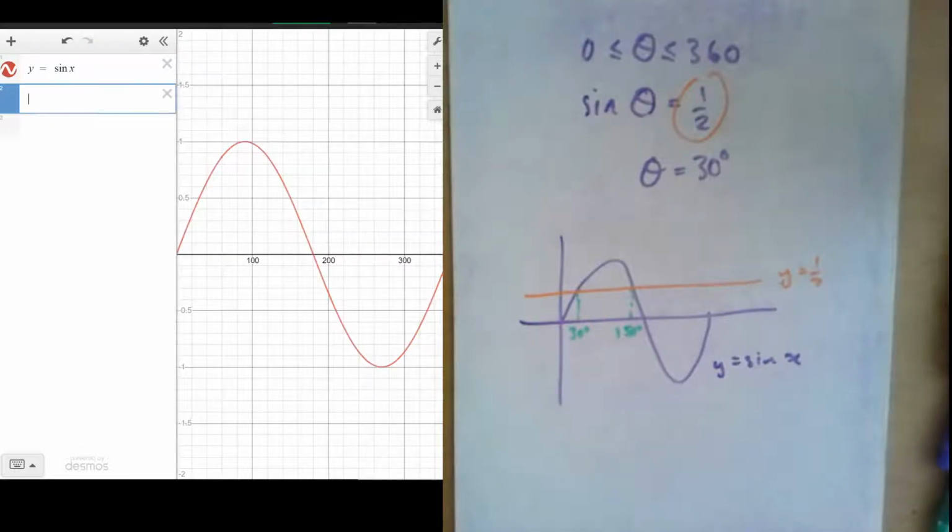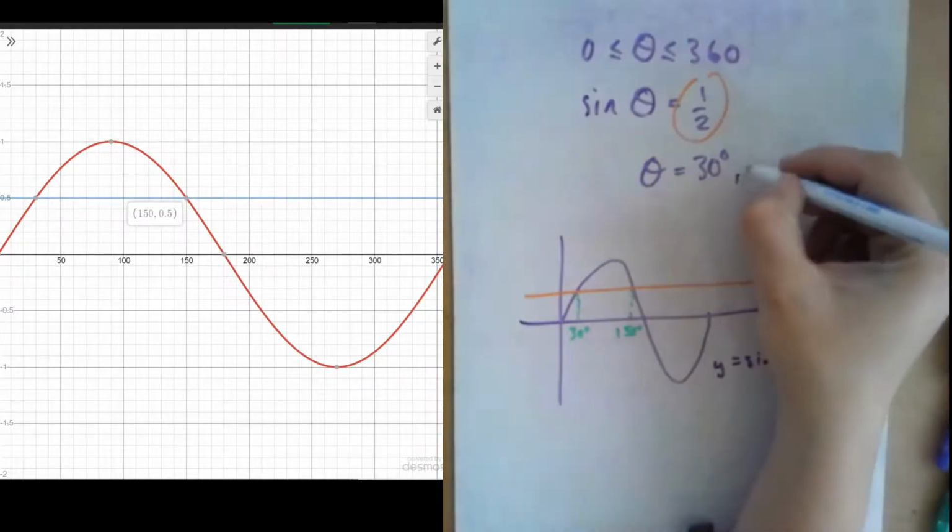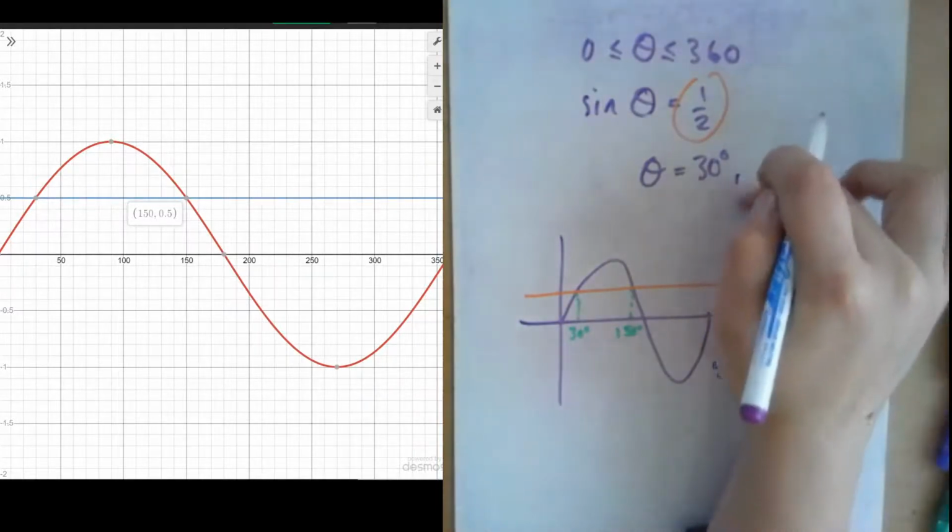But you can just plot another graph and put y equals 0.5. That would be the intersection that I'm looking for, and these are the answers. If you click on them, you do notice a little box comes up, or you just hover over them and it will tell you what those values are. So I've got 30 degrees and I've now got the second one of 150.